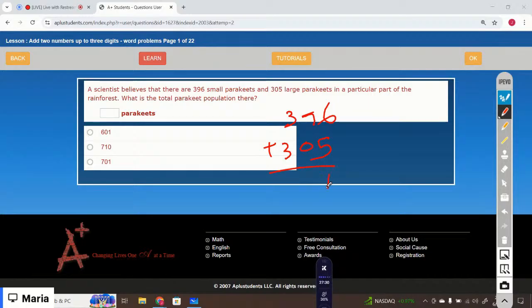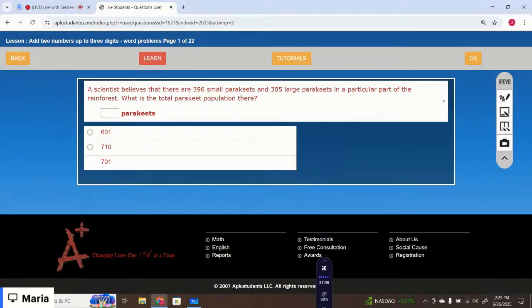That is 6 plus 5 means 11, right? 1 and carry 1. 9 plus 1 is 10, right? 0 and carry 1. That is 3 plus 3 is 6, and 1, 7. That is 701. The correct option is 701. Option number 3 is the correct one.